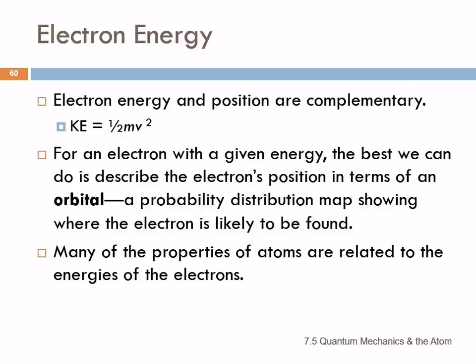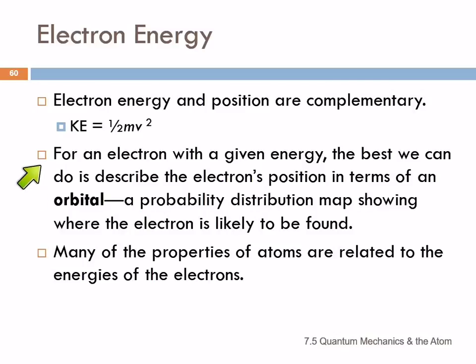Electron energy. So the energy of an electron and its position are complementary. They're related. Kinetic energy, we keep seeing this equation over and over again: 1/2 the mass times the velocity squared. So the velocity of an electron is going to affect its energy.